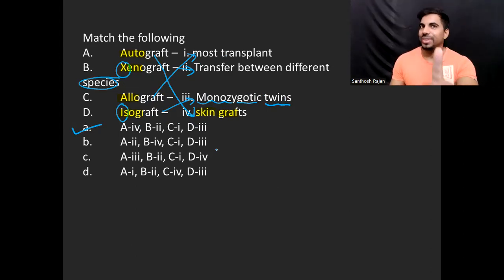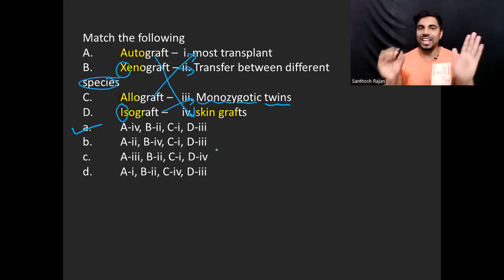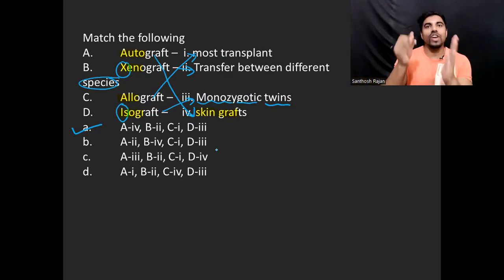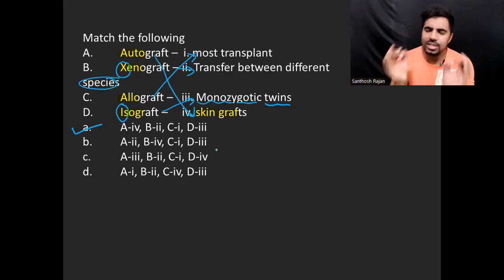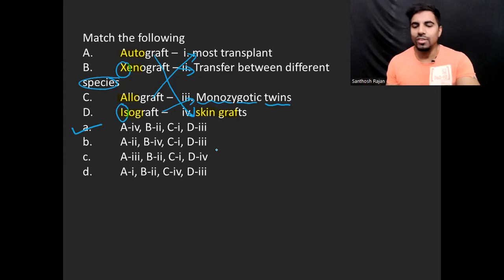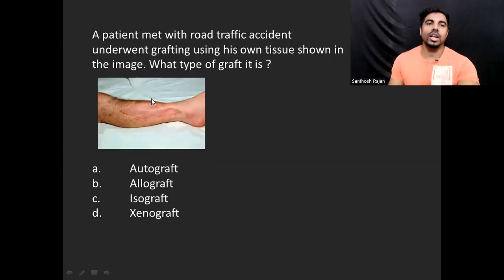Auto driver, auto owner. Allo is the most common one. X is X-Men, another species. I for iso means identical twins. This is the easiest and shortest way. You know the revision, this is the way you're going to revise before your exams. A few days before the exam, you're going to do great. Okay. Next. Now, look at this question.